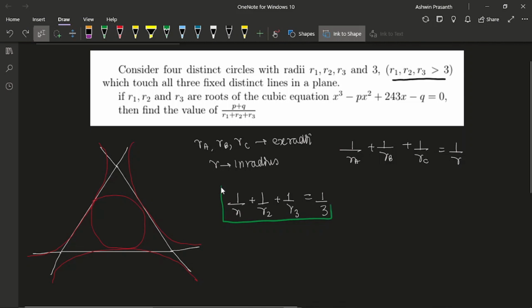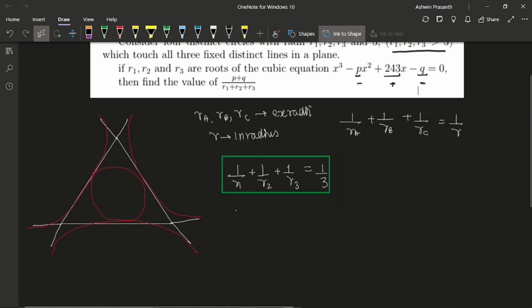Now we got a relation from the triangle. Now we'll try to use the cubic equation that is given to us. We know that the first coefficient gives us the sum of roots taken one at a time, the second gives taken two at a time, and the third gives taken three at a time, and so on, and the signs we have to take as minus, plus, minus, basically alternating. In this case, we only know 243, so we'll use that one. That will give us the sum of roots taken two at a time. So we'll write r1 r2 plus r2 r3 plus r1 r3 is equal to 243.